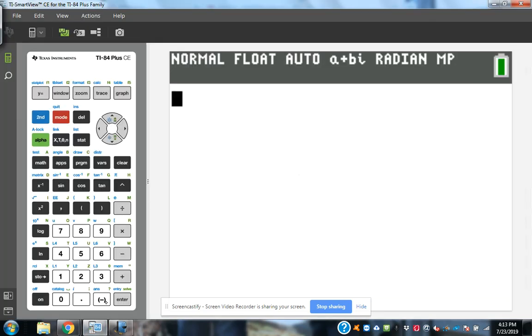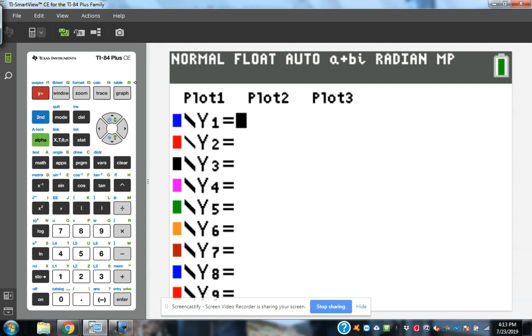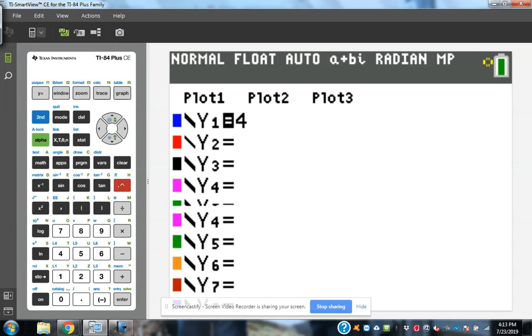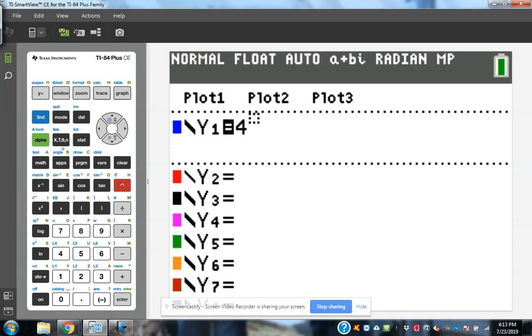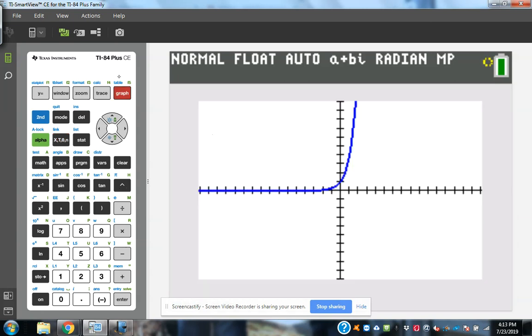We're going to graph 4 to the x. So I'm going to hit y equals. I've cleared out any of the other stuff that I had. So just go down to whatever equation you had something in and clear it. And then I'm typing in 4 and then the caret symbol to get the exponent, which is a little housetop looking symbol, and then x as the exponent. And then I'm hitting graph to look at what's going on there.